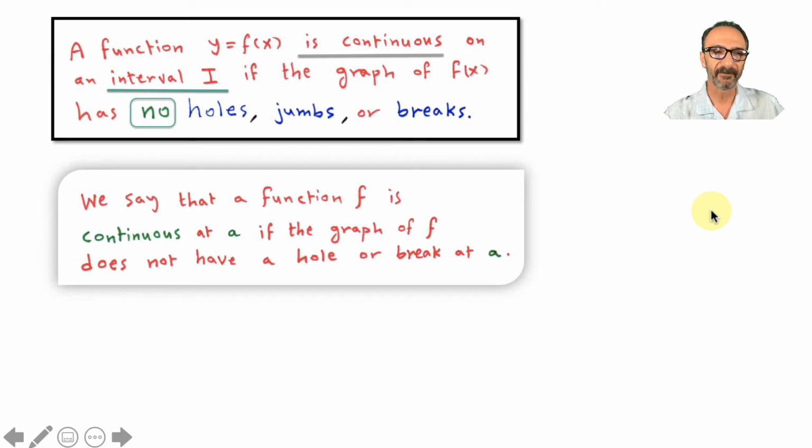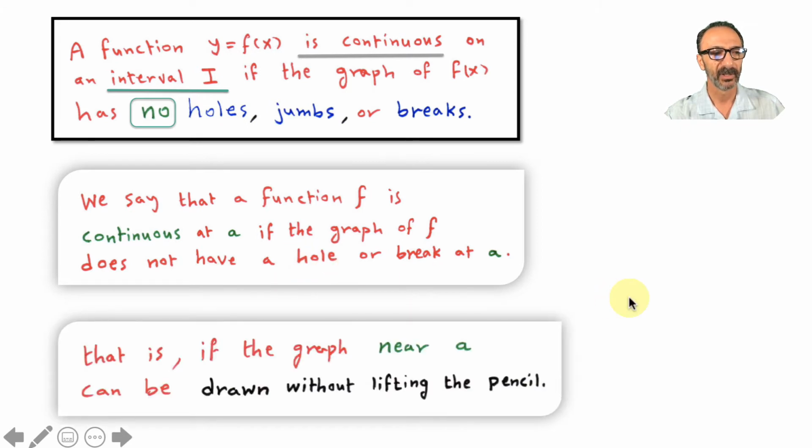We say that a function f is continuous at a given point A if the graph of f does not have a hole or break at A. The last graph was showing that also. That is, if the graph near A can be drawn without lifting the pencil. That makes total sense. If you trace it, you're not going to be lifting the pencil to jump to another piece, and you can just keep going through it smoothly.